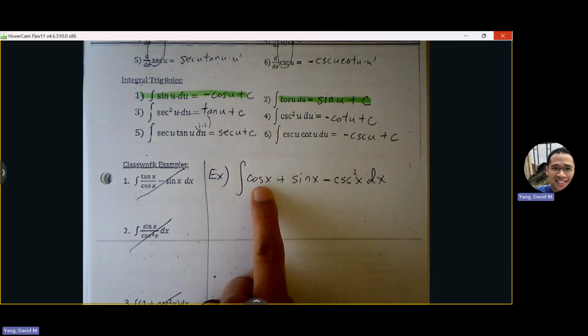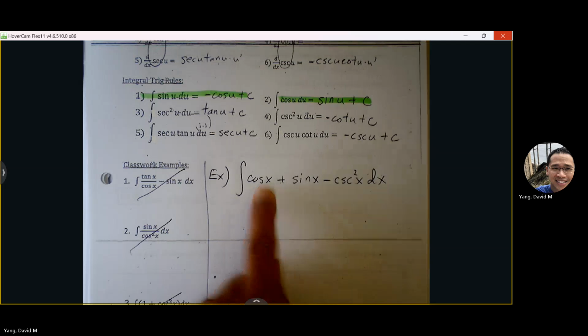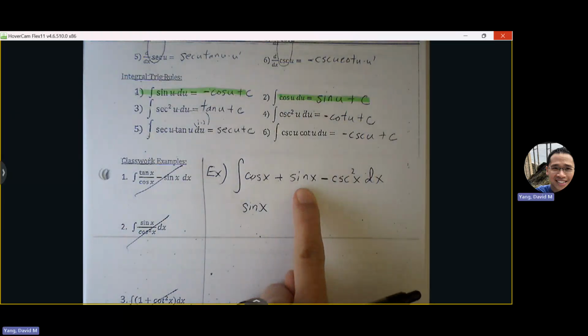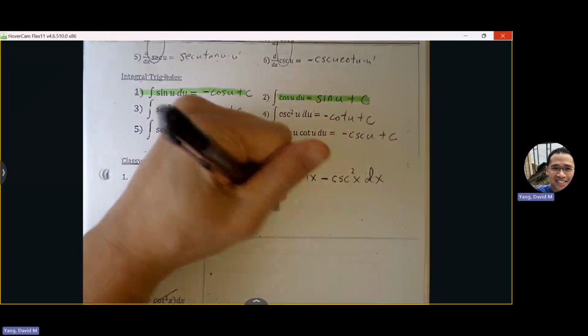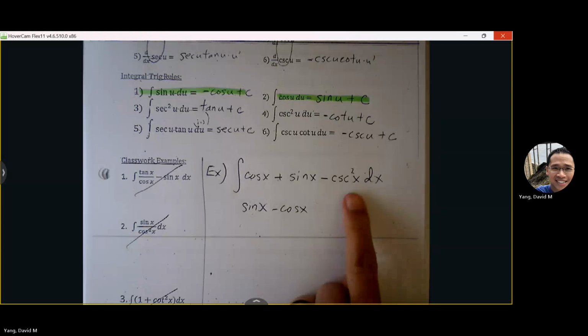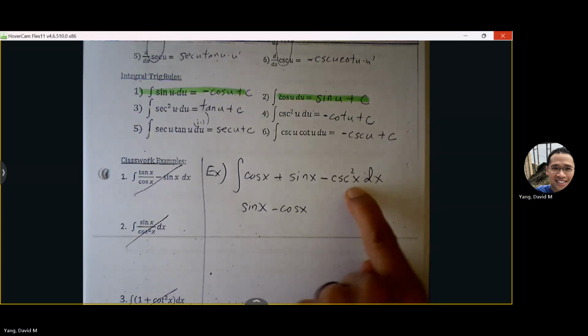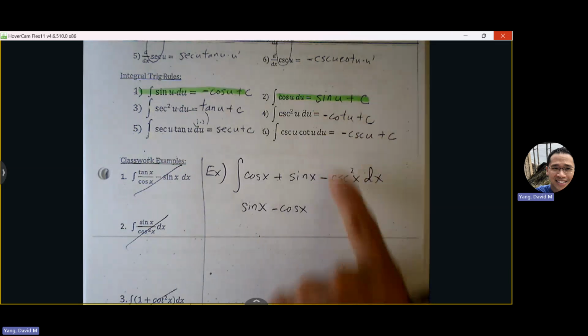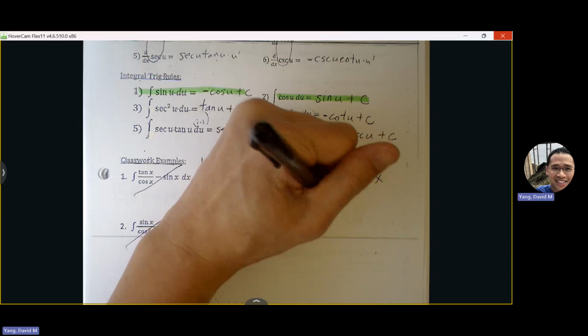So cosine's antiderivative is sine. Sine's antiderivative is negative cosine. Cosecant squared turns into, so cosecant squared will produce its own negative cotangent, and the two negatives will cancel out. So plus cotangent of x.